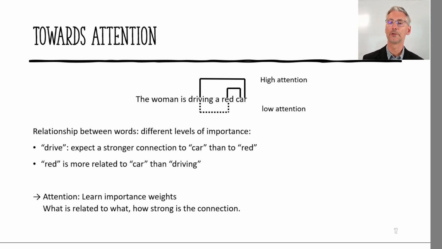So there is a different level of importance in the relationship between those words. For driving, we expect a stronger connection to car than to red, and red is more related to car than to driving. Attention is then a mechanism that allows us to learn essentially importance weights. And that allows us to determine what is related to what and how strong that connection is.